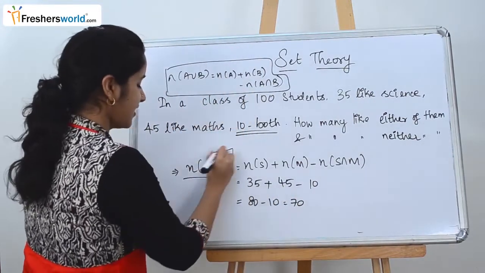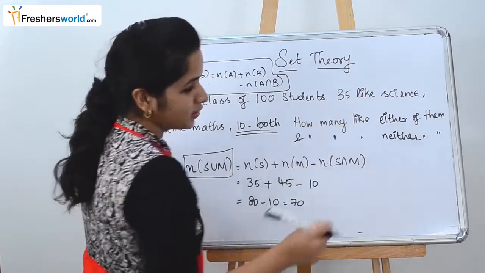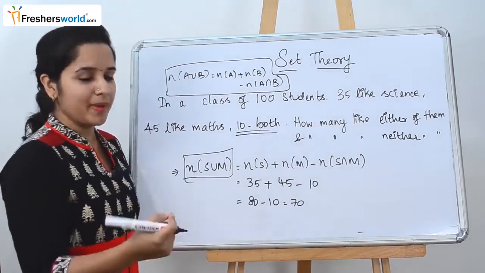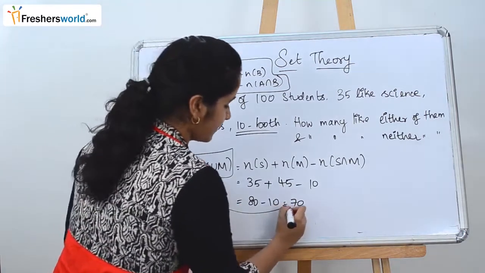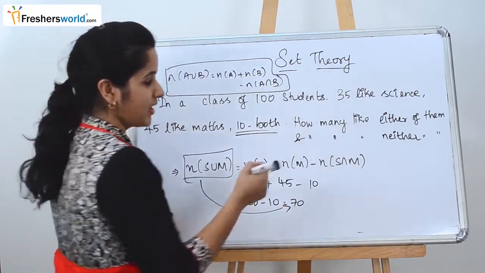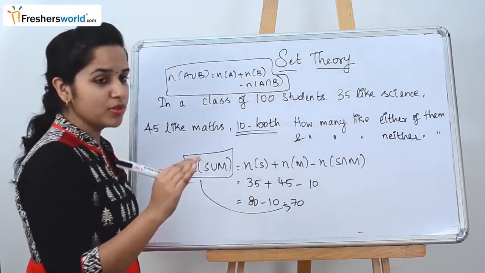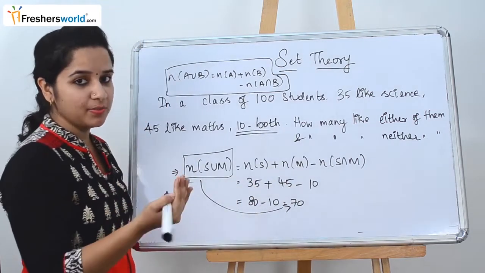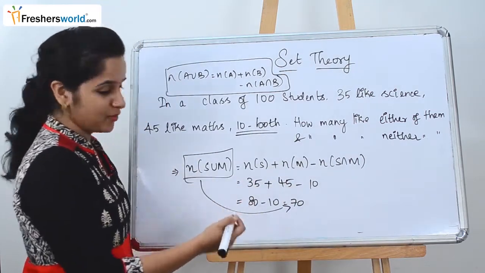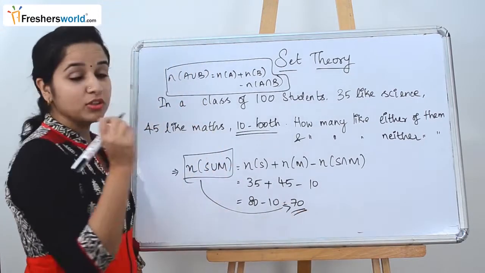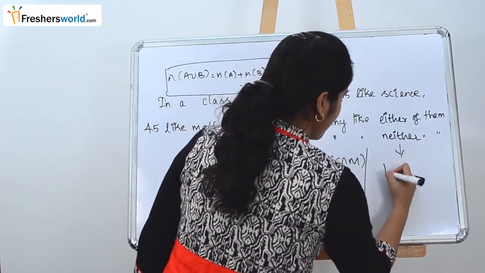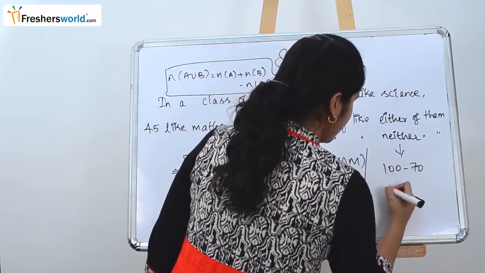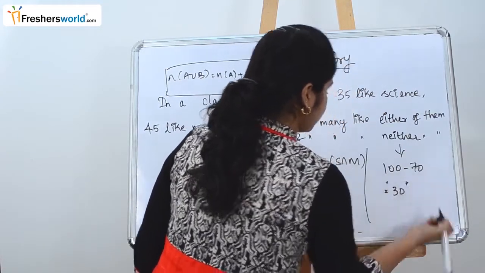So this is nothing but n of s union m, which is 70. What is the other part of the question? They are asking how many like neither of them, who doesn't like both science and maths. So we know either of them, which is nothing but 70, and we know the total number of students, which is nothing but 100. So neither can be found out by 100 minus 70, which is nothing but 30.